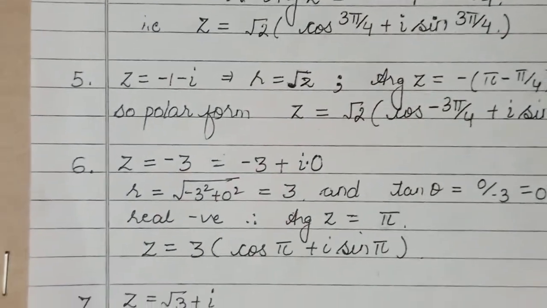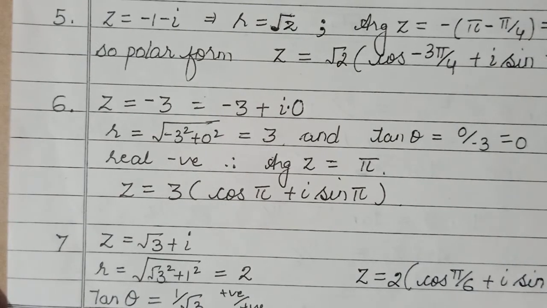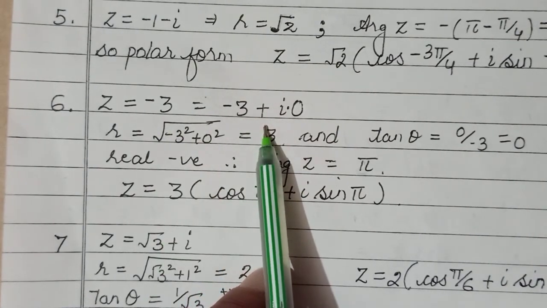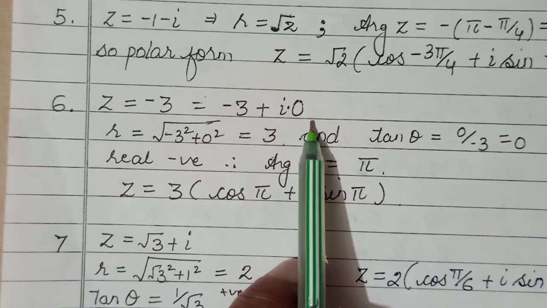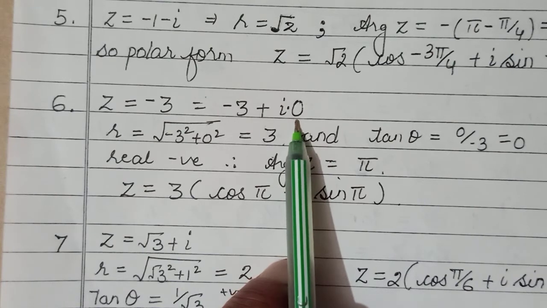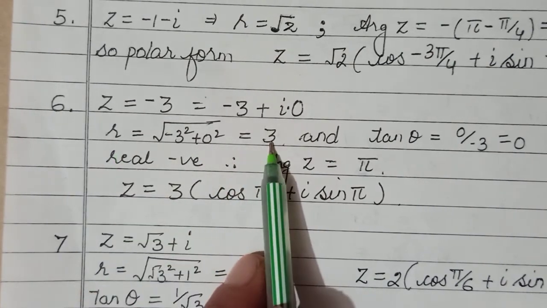Okay, now the next one, the sixth one, is given to you as -3. That means this is a purely real complex number which has only a real part. So just putting it in standard form to make things clear, I have written -3 in complex form as -3 plus the imaginary part is 0, 0i. Okay, so for finding r, it will come out to be 3.